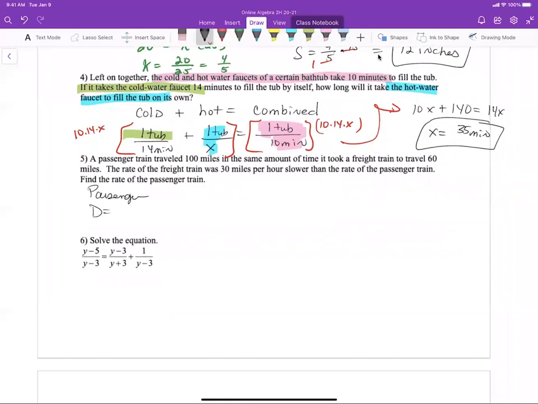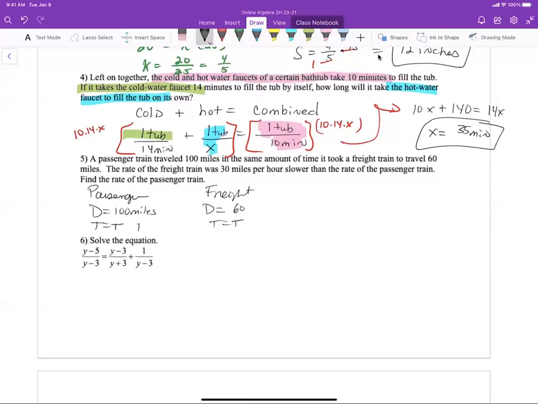The distance was 100 miles in the same amount of time. So I've got this T equals T. It took the freight train some distance of 60 miles. Time is equal to time. The freight train has a rate of 30 miles an hour slower than the passenger train.